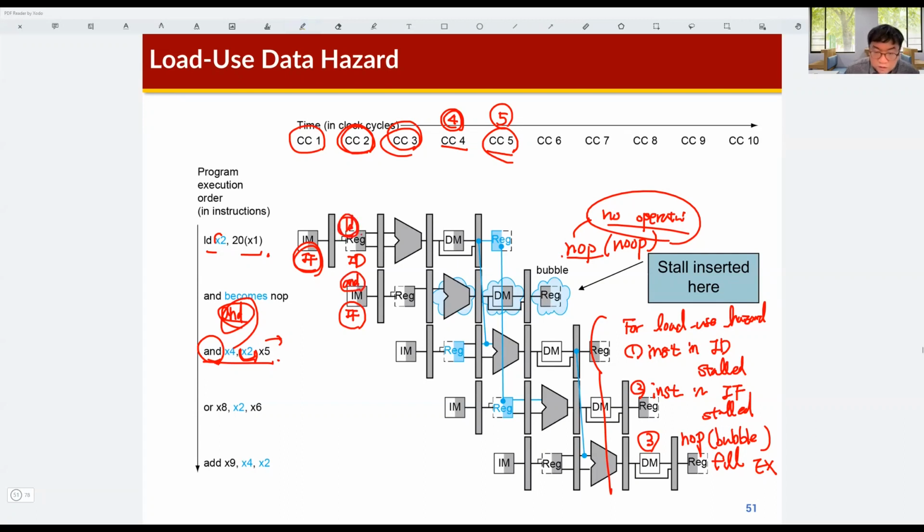Then the load instruction is located in the EX stage at clock cycle number 3, and the AND instruction is located in the instruction decode stage. So the AND is here. And at clock cycle number 3, the OR instruction, the next instruction after the AND instruction, is in the instruction fetch stage.